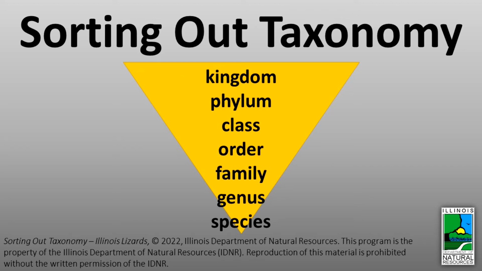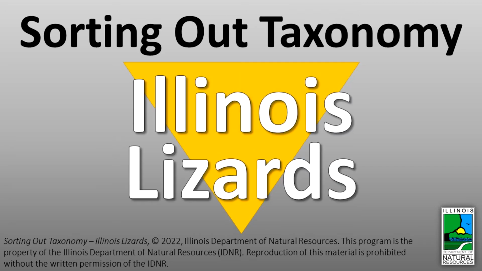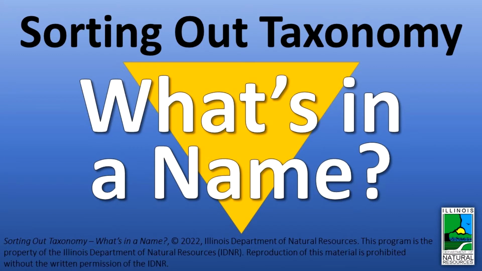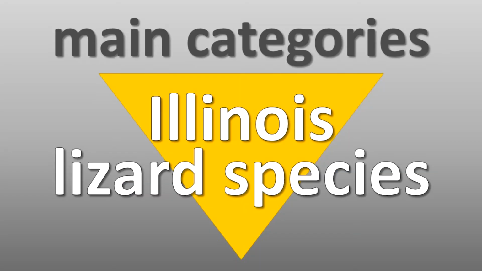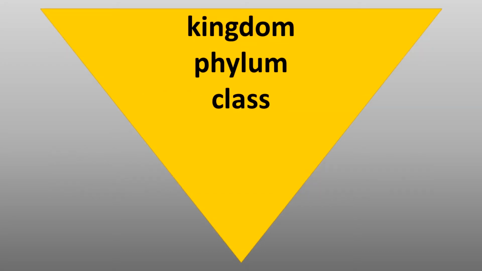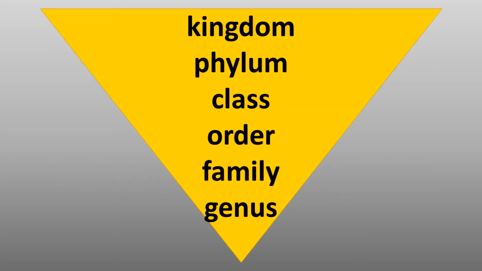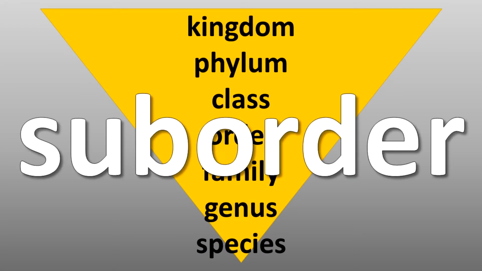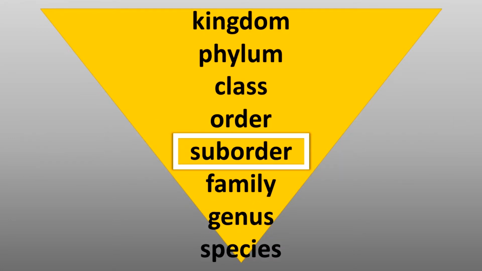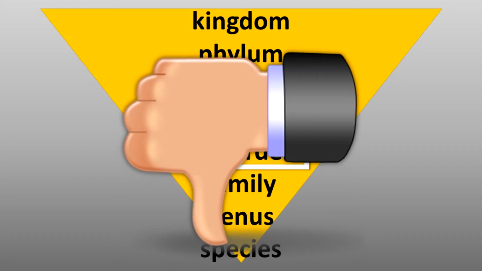Sorting out taxonomy: Illinois lizards. In a previous series of podcasts, the topic of taxonomy was discussed. This podcast will focus on the taxonomy of Illinois lizard species, including the 7 main classification categories: kingdom, phylum, class, order, family, genus, and species. We will also use the suborder category. Not all scientists agree with this classification scheme, and it is subject to change upon receipt of new information.